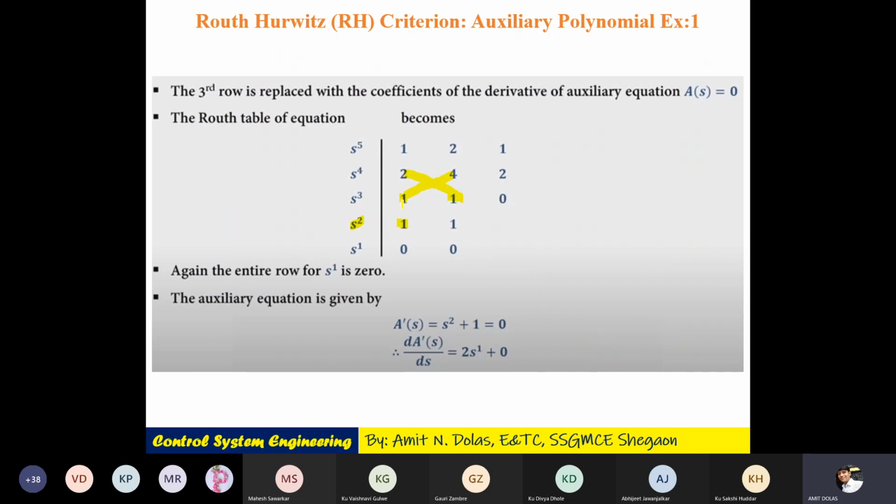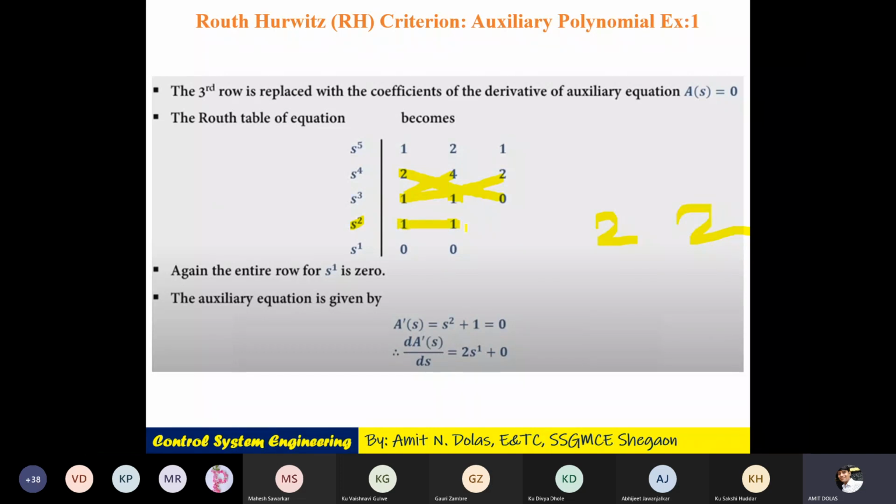So the result will be 2 divided by 1, it will be 2. Then later on, this one will be 2 into 1, that is 2, and 2 into 0, that is 0. So 2 minus 0 divided by 1 will also be 2. So this row comes 2 2.